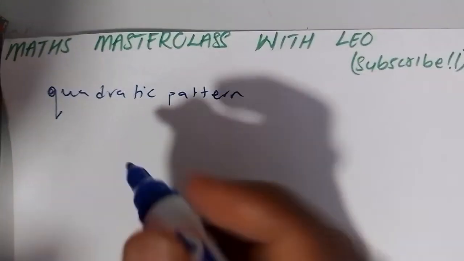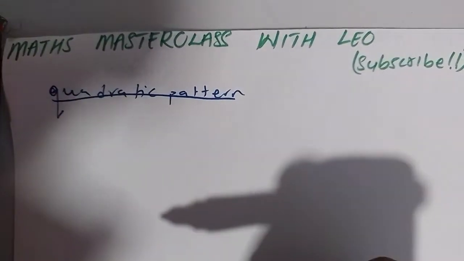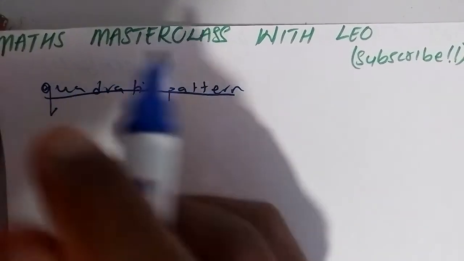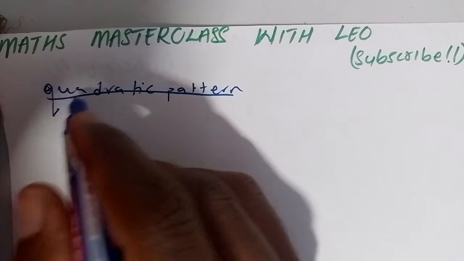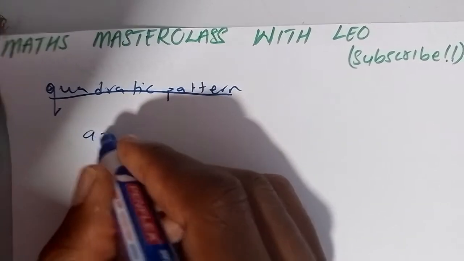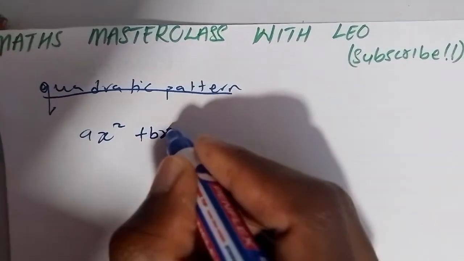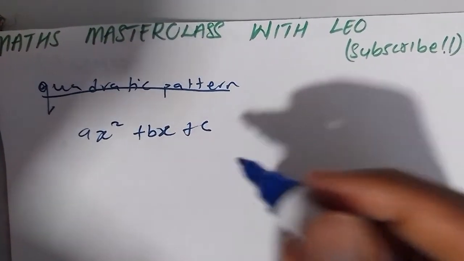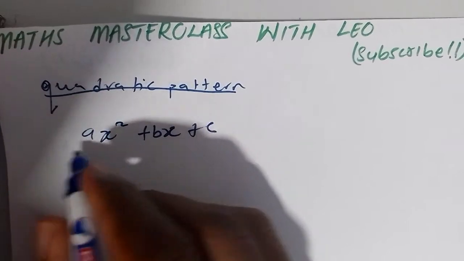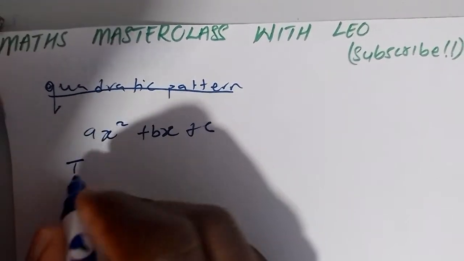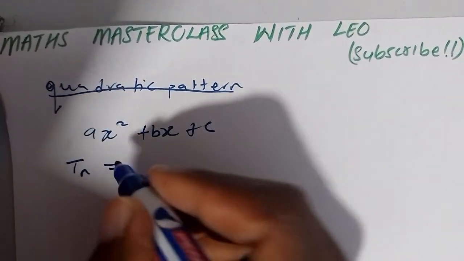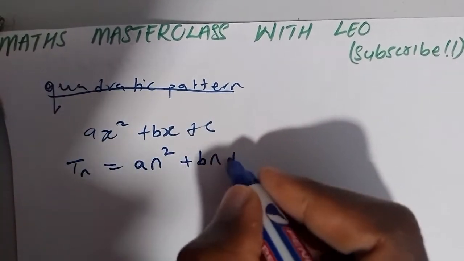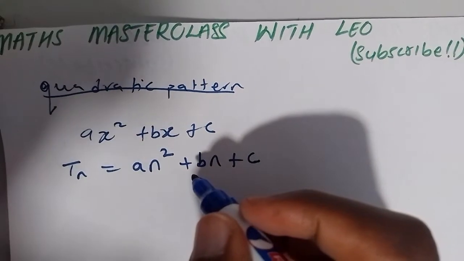We are doing quadratic patterns. Remember the quadratic equation, not the formula, the general quadratic equation. It's ax squared plus bx plus c. This is the general formula for quadratic. But we are talking about patterns, and we need to write it as an equation: Tn is equal to an squared plus bn plus c, right?